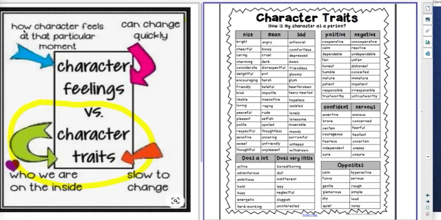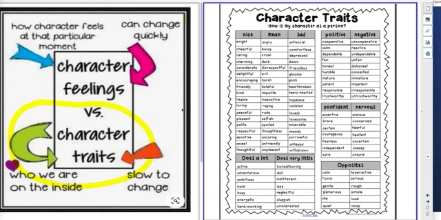For the feelings, we know it shows how a character feels at a particular moment, and that can change quickly. And this is why many of us readers have different ideas, because the feelings of a character change so quickly. But instead, a character's traits show who we are on the inside, and it's slow to change. So the trait of a character, you'll find, repeats throughout the book. There's a pattern of the way the character acts.